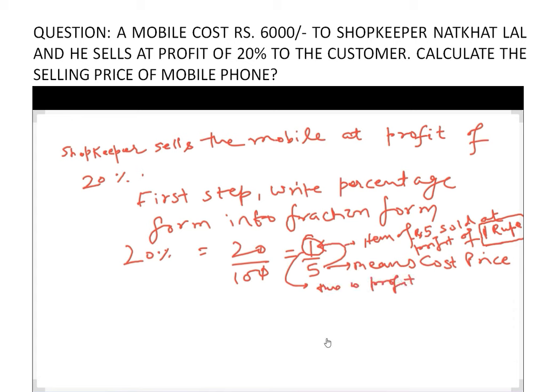So here, 5 means the cost price, and 1 can be either profit or loss, as it is mentioned in the question. So if it is a 20% loss, that we will see in the next question, same question, but that question will be with a loss of 20%. So in this question we will see how to find out the selling price of that mobile phone.